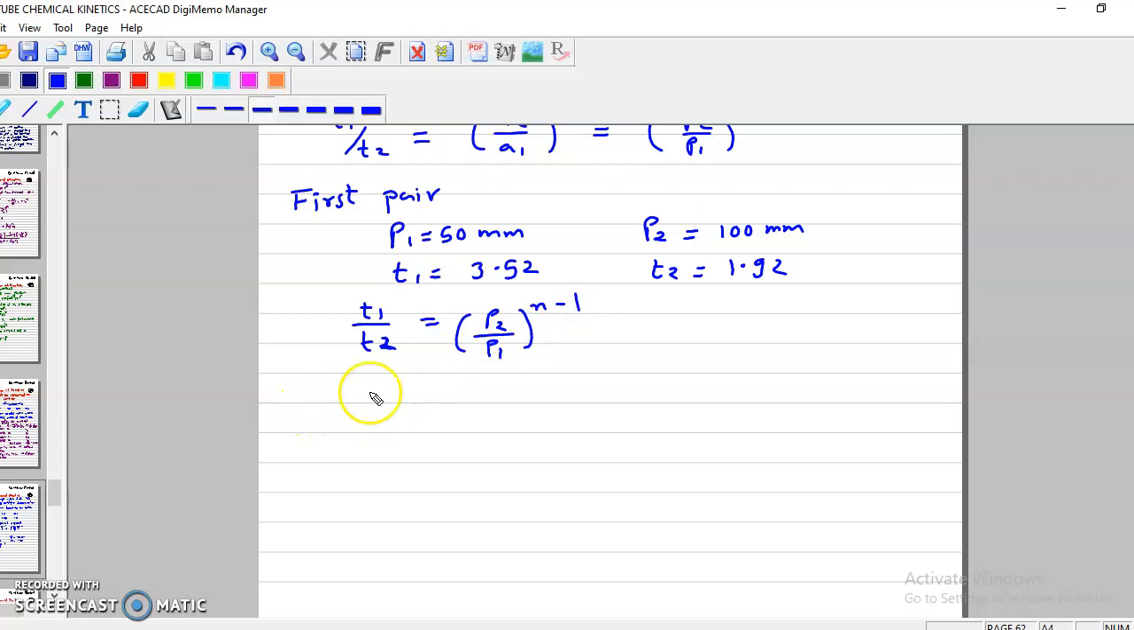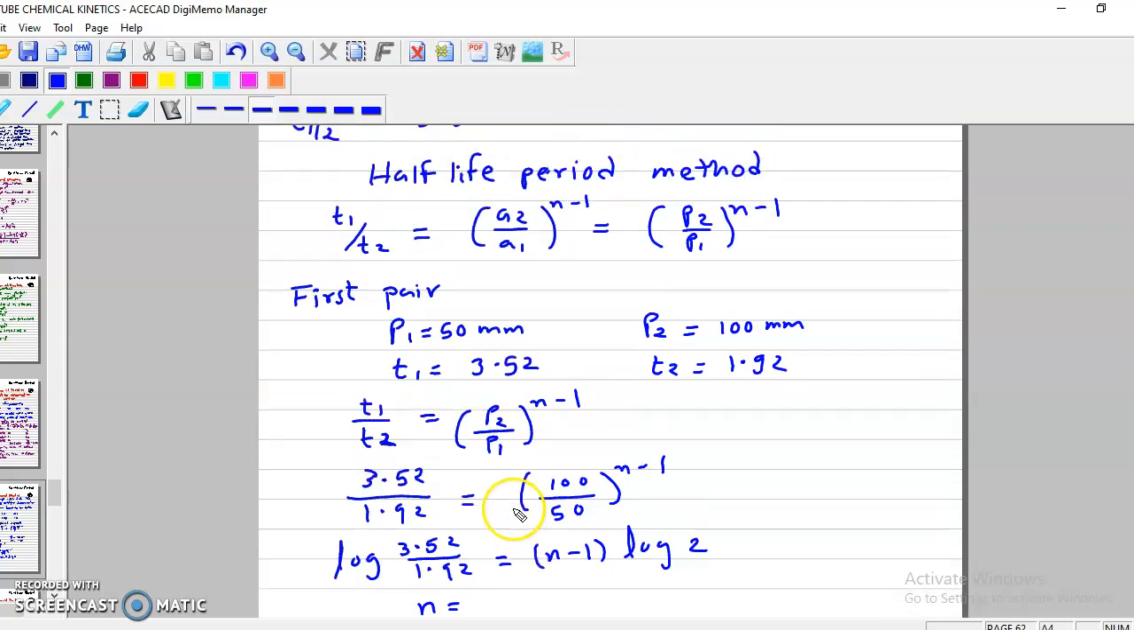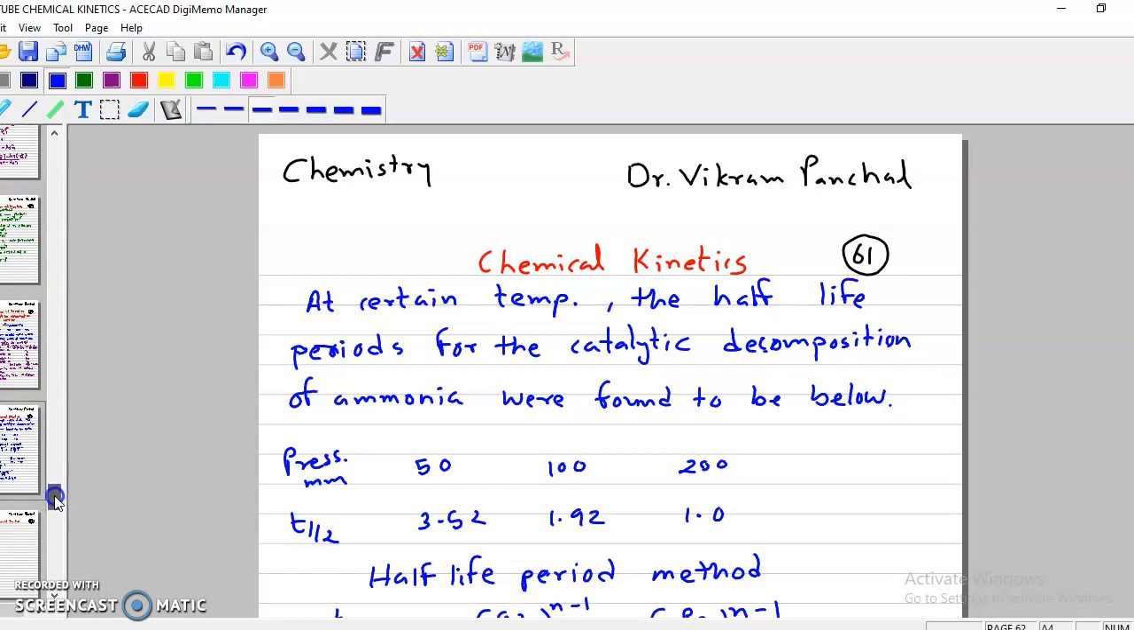Okay, so we can take 3.52 upon 1.92 is equal to 100 upon 50 raised to n minus 1. Now if we take log, then we can find out n. So we can take log of 3.52 upon 1.92 is equal to n minus 1 log 2. Okay, so this way you can find out n. n would be whatever the value is. It can be a fractional value, but if it is greater than 1.5, then you can consider 2, and if it is less than 1.5, it will be 1. Okay, so this way we can find out n.